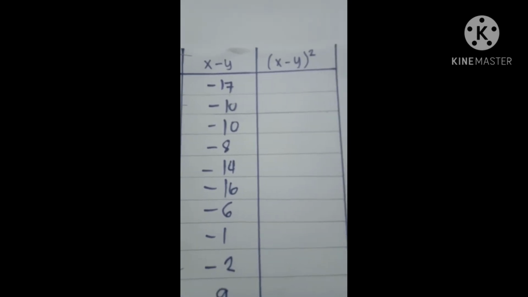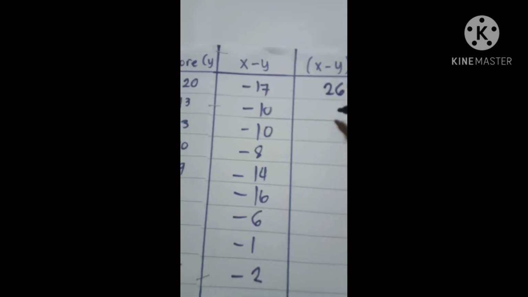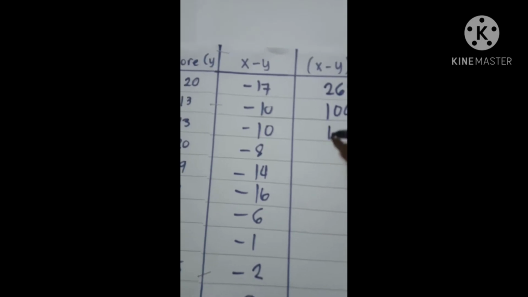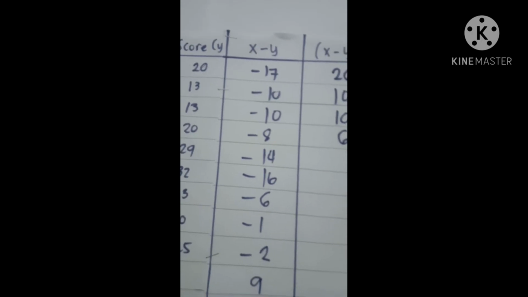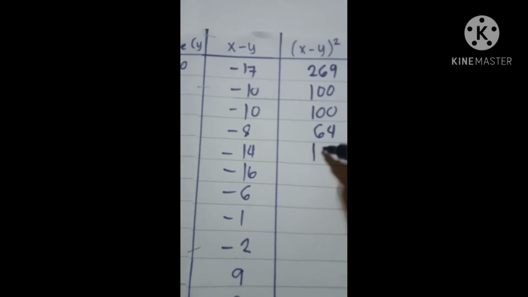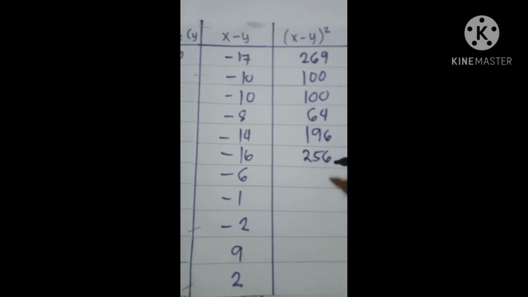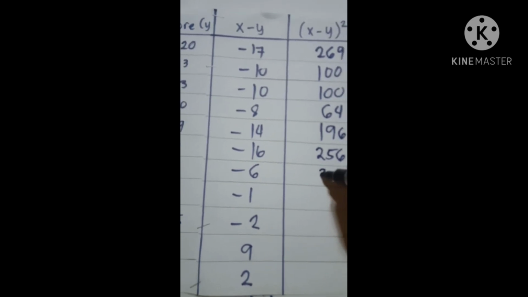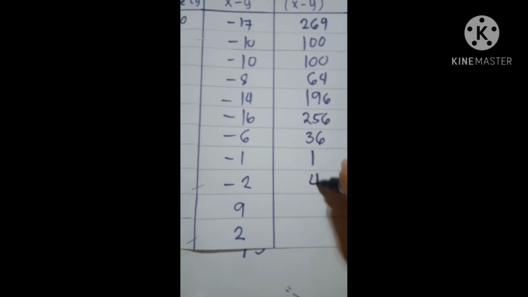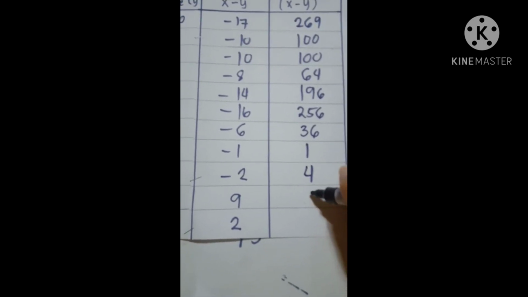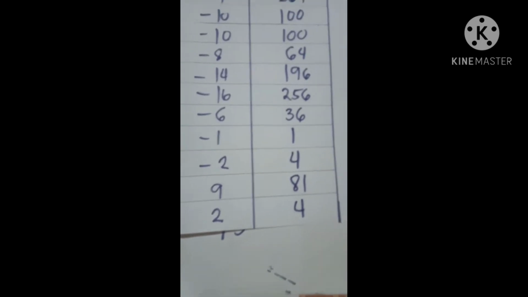Negative 17 times negative 17 is equal to 289. Then the square of negative 10 is 100, and so on. Negative 8 times negative 8 is 64. The square of negative 14 is 196. The square of negative 16 is 256. The square of negative 6 is 36. The square of negative 1 is 1. The square of negative 2 is 4. The square of positive 9 is 81. And the square of positive 2 is 4.